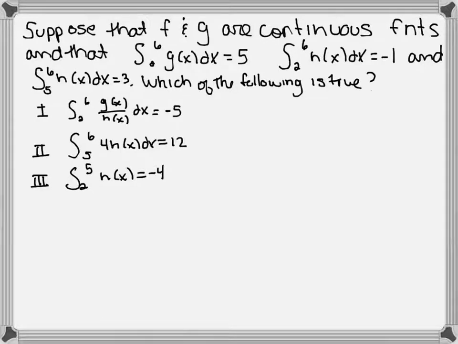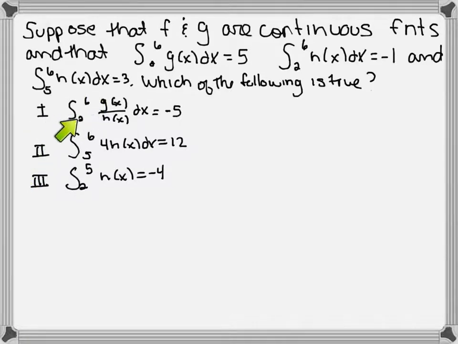We know that f and g are continuous, and we are given the value of the area under the curve of g of x, of h of x, between 5 and 6, 2 and 6, and 2 and 6. So what we're going to do is see which one of these is true.